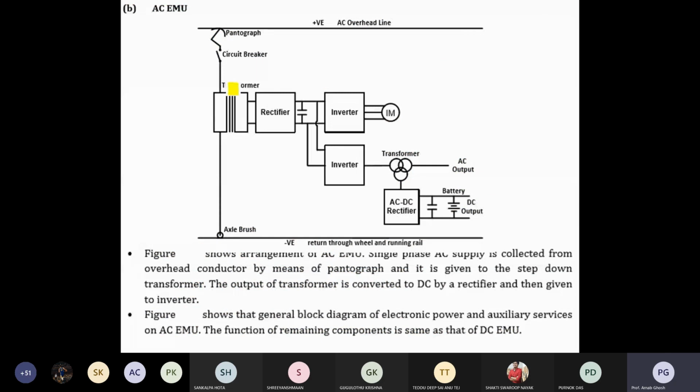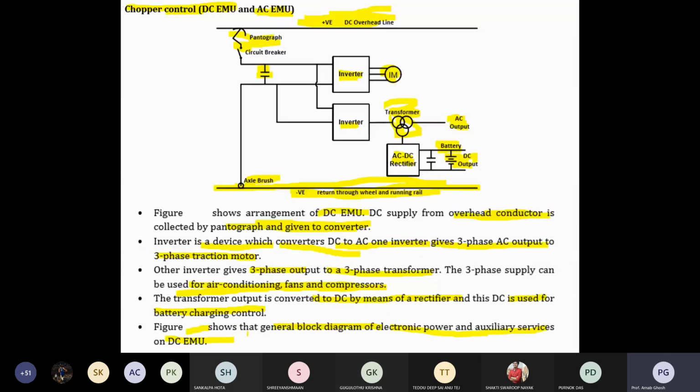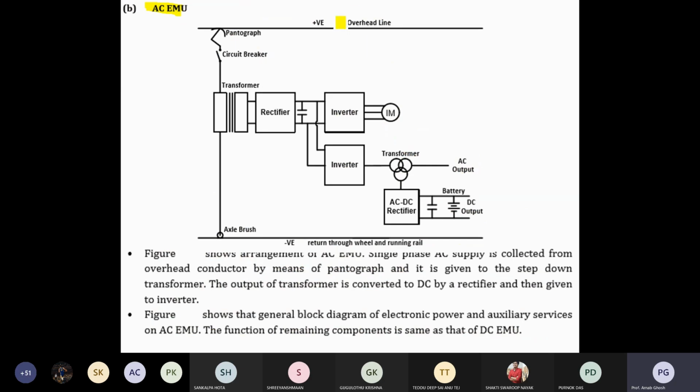Okay, so from this figure you can understand that it is your AC EMU. So in a DC EMU the overhead connection is DC, that's why directly you can feed it to the inverter. So it is DC, means it is used in metro rail, Calcutta Metro. And AC EMU is used in Delhi Metro.